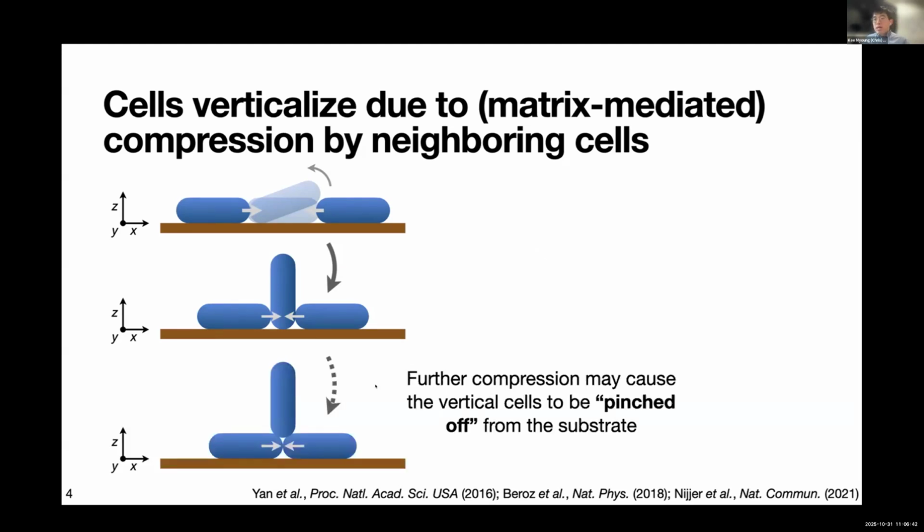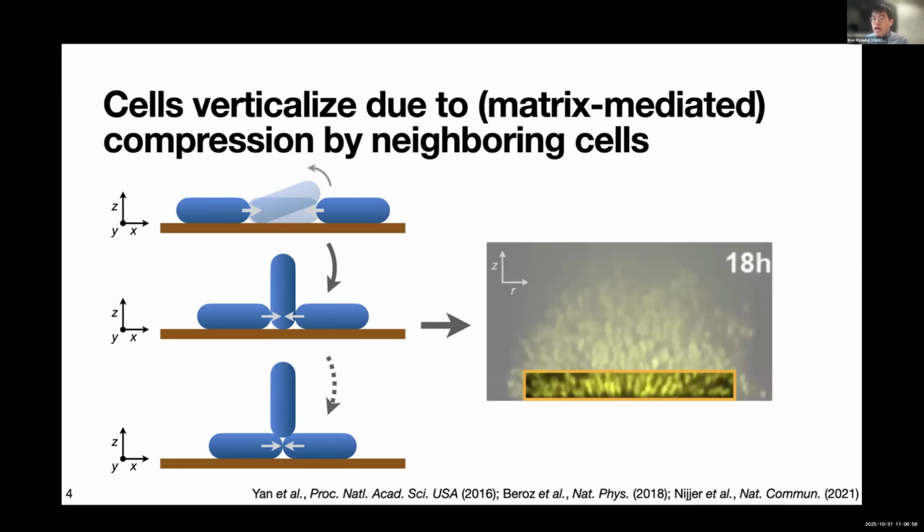And subsequently, there may be a second mechanical instability, this pinch-off instability, where further compression causes this vertical cell to be pinched off, ejected from the surface. But the energy barrier to this mechanical instability is actually quite high in real biofilms. So what we end up seeing in aggregate in an actual biofilm is this stably verticalized core of cells in the interior.